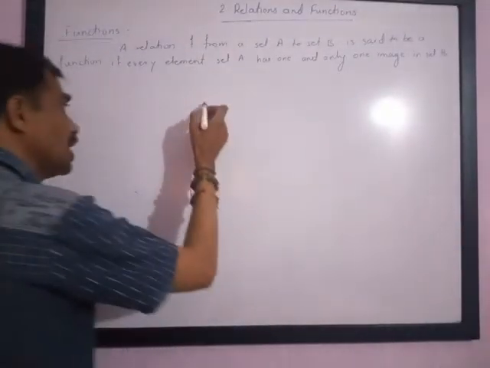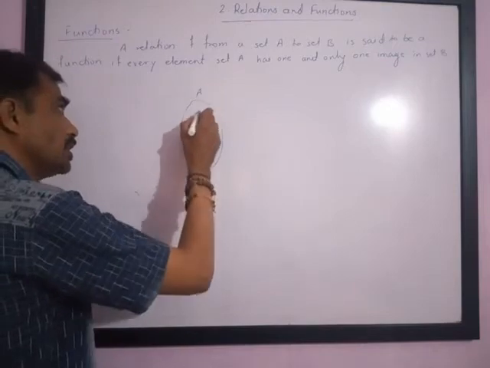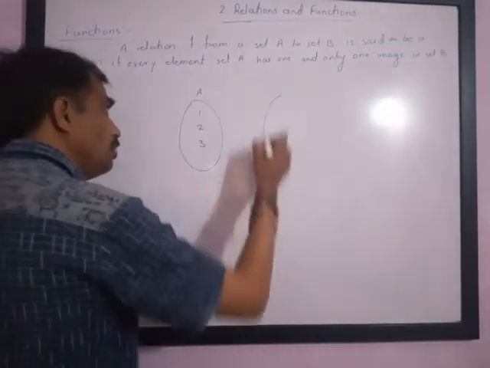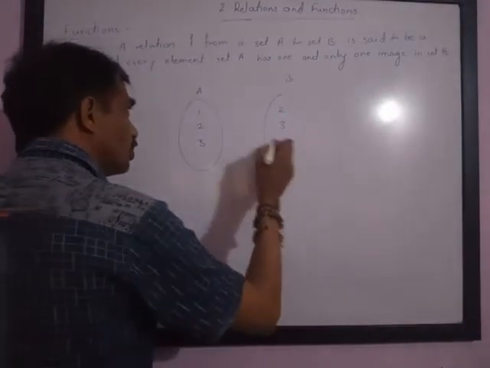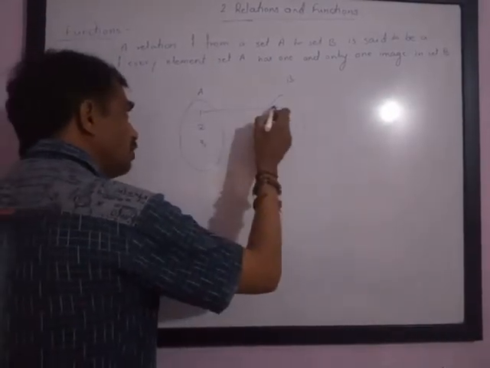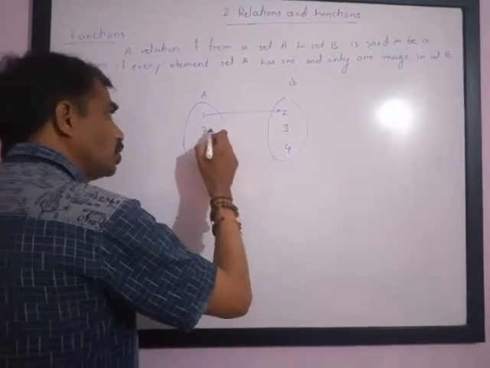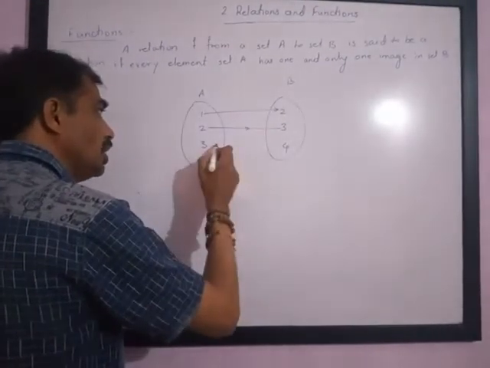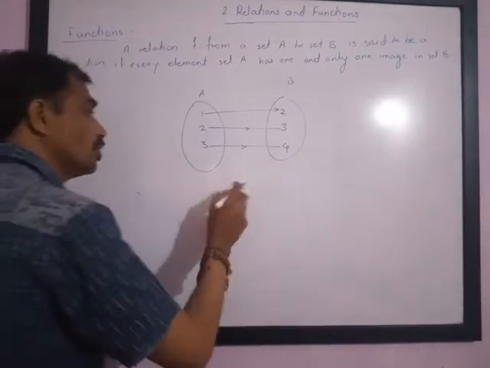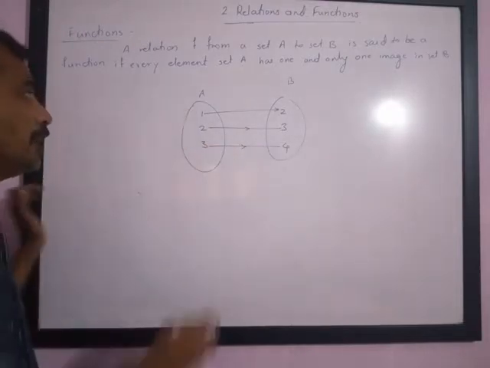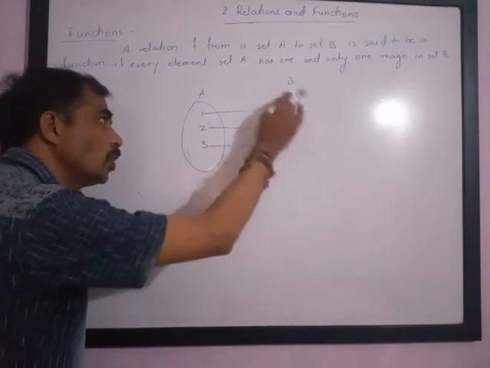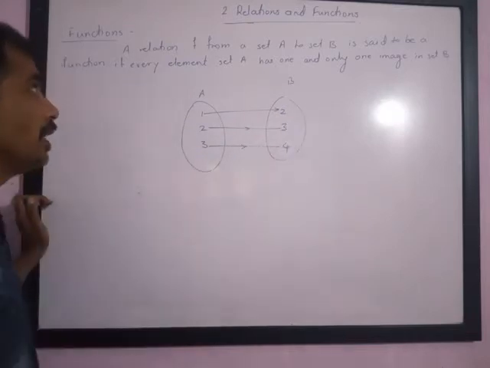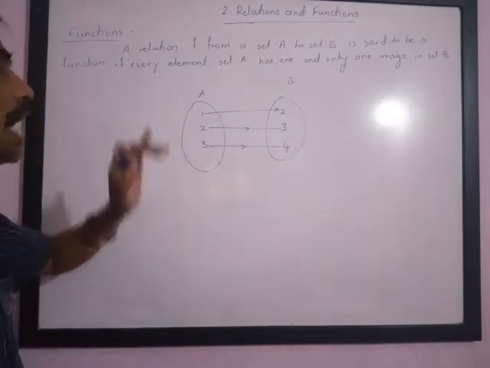If A is a set of 1, 2, 3 and B is a set of 2, 3, 4, and 1 has the image 2, 2 has the image 3, 3 has the image 4. It means every element, please note here, every element is having one and only one image in set B. Then we can say this is a function.